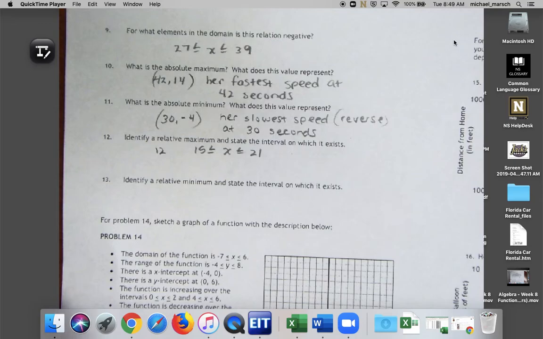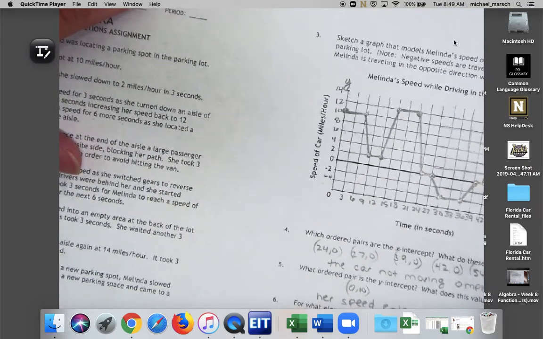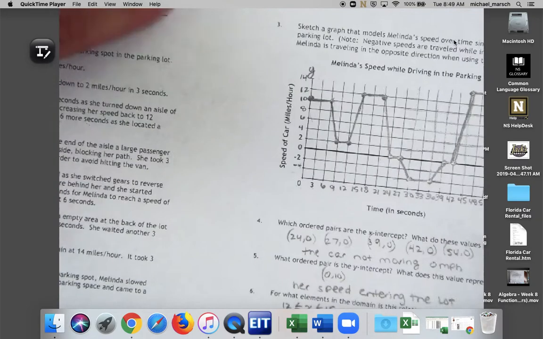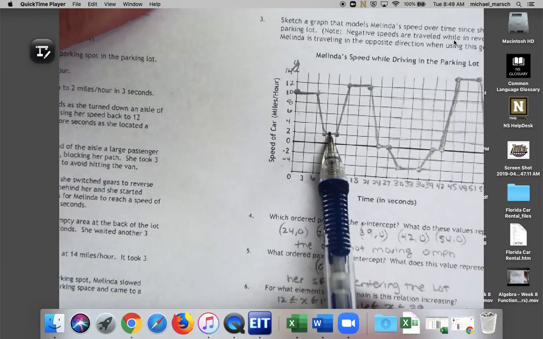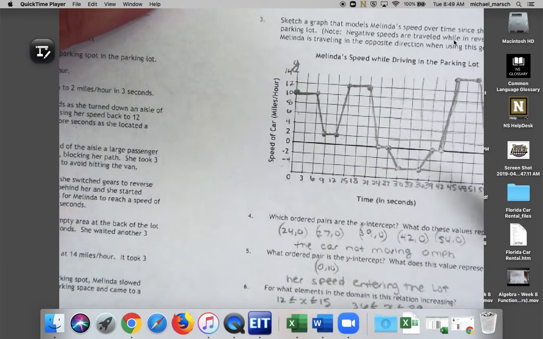And then my relative minimum, so I need a lower point but not the lowest. I'm going to choose 2, okay? And that's going to be between 9 and 12, right? That's going to be my option.